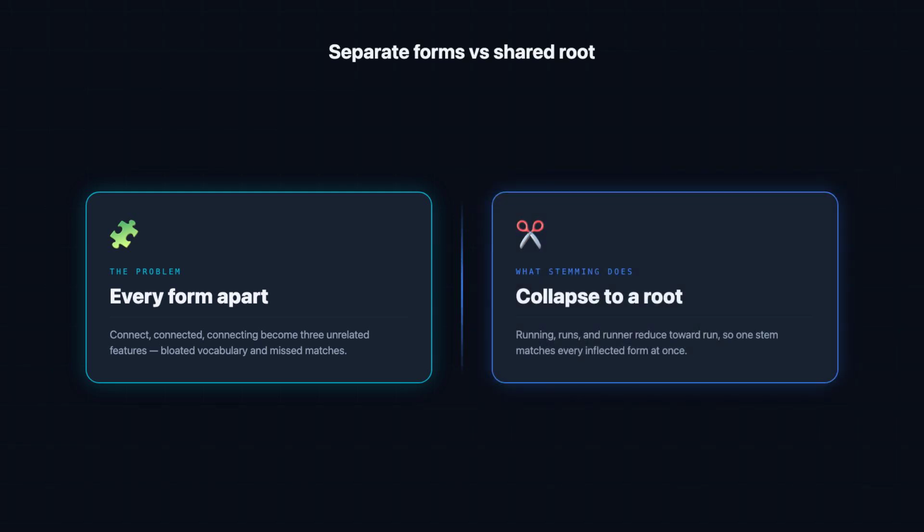Stemming collapses all those forms down to a shared root. Running, runs, and runner reduce toward run. And now a single stem stands in for the whole family. Your vocabulary shrinks, and a query quietly matches every inflected form of the word at once, which is a huge win for search and for any model working with text.